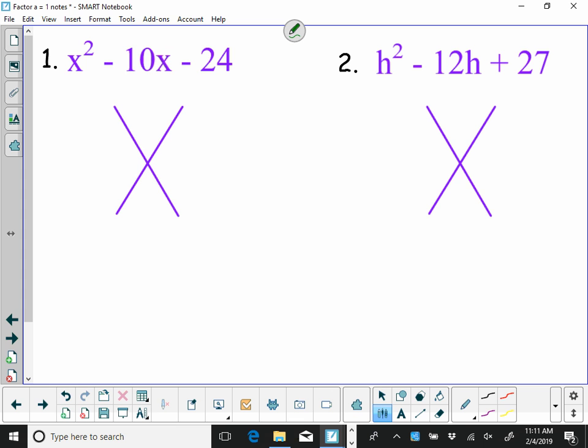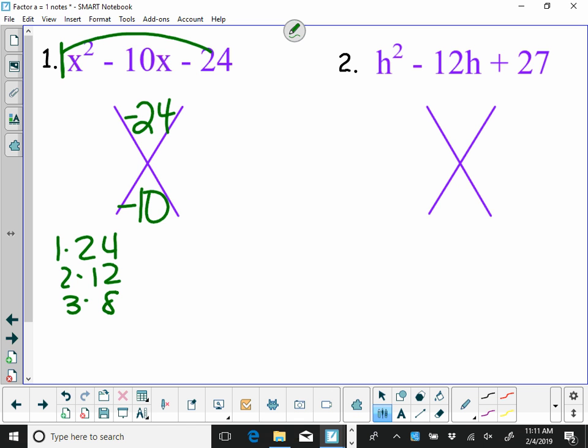You're going to take your first number, which in this situation is 1, and you're going to multiply it times the last number. What's 1 times negative 24? Negative 24. That's your top number. So these numbers are going to come from the problem. And what's your middle number? That goes on the bottom. Now we're going to find numbers that will multiply to give me negative 24 and add to give me negative 10. Is it 7 and 3? No.